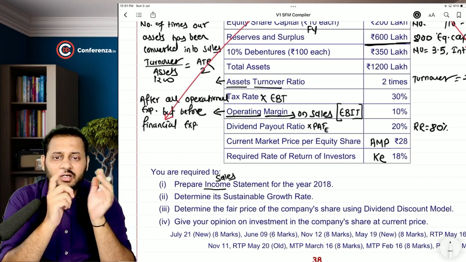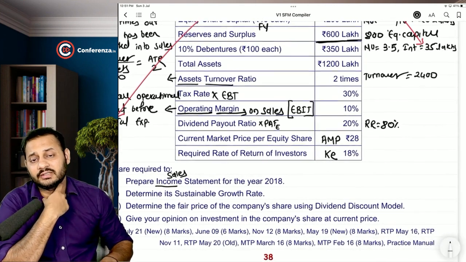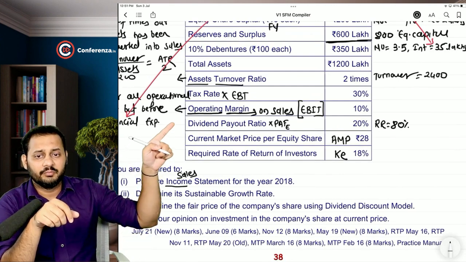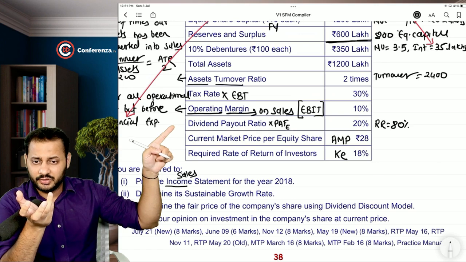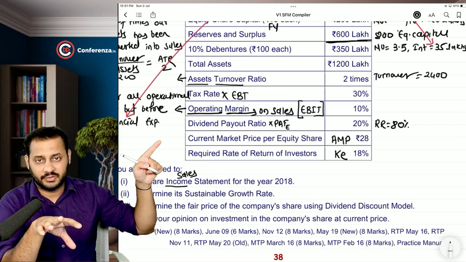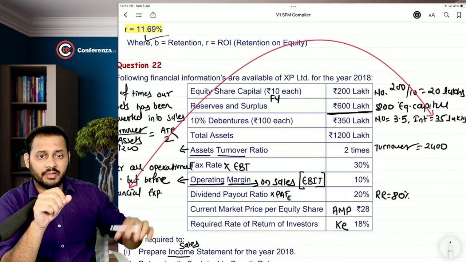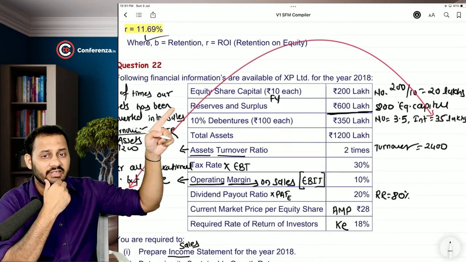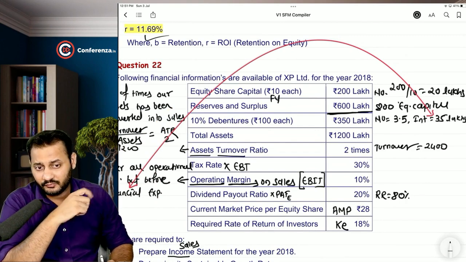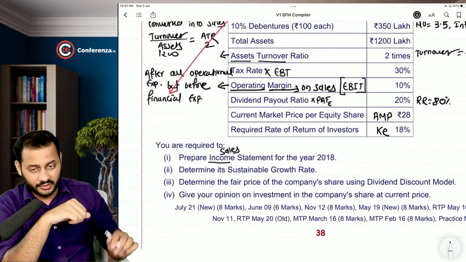Then you will arrive at EAT, profit after tax. On that profit after tax, preference dividend is not there, so just forget it. You can apply the dividend payout ratio to arrive at the dividend amount. Then you will be left with the retained earnings part. With that profit after tax divided by 800 lakh rupees of the equity and reserves and surplus, you can calculate return on equity, which you can multiply with the retention ratio in order to calculate the sustainable growth rate.